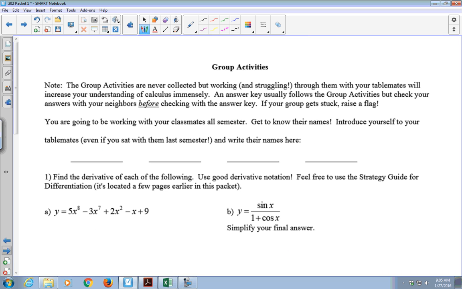I'm going to have you work in your groups to try to remind yourselves of the rest of the derivative rules. You do have a reference sheet a few pages earlier. Feel free to refer to it if you forget one of the rules. I'll be walking around to help if you get stuck.